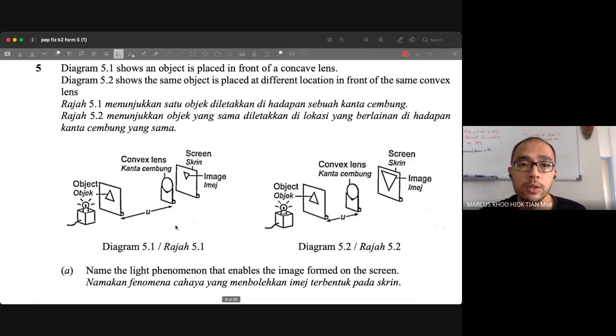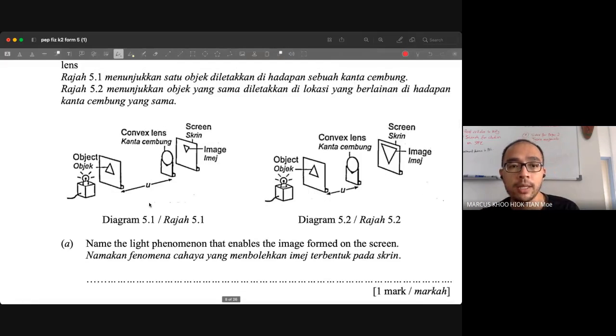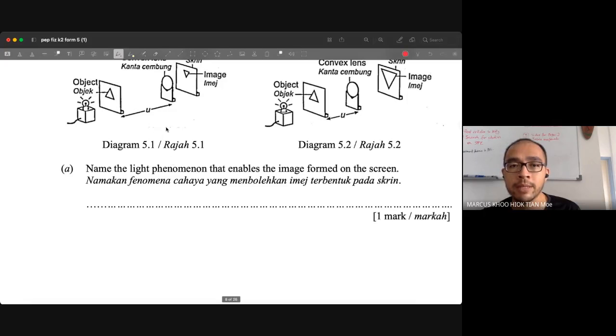Okay. So this is a convex lens, not concave lens. Dia memang sudah silap. Now name the light phenomena that enables the image to be formed on the screen. Now 2 phenomena yang melibatkan cahaya is reflection, okay, and refraction.